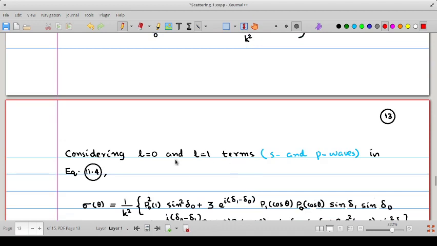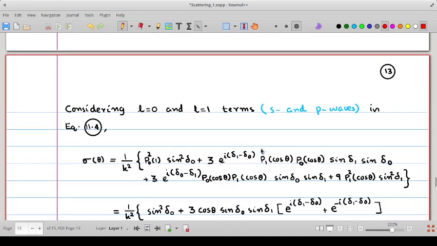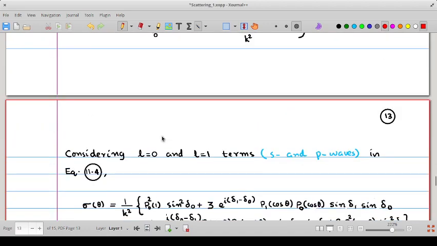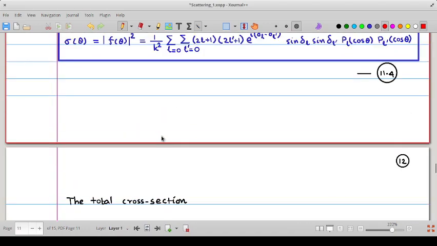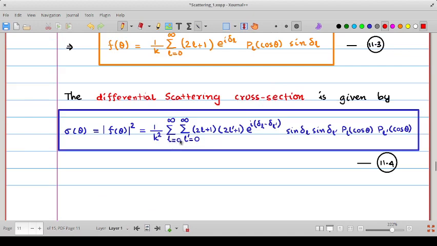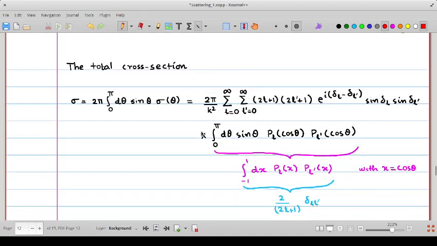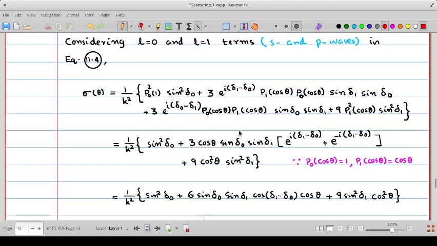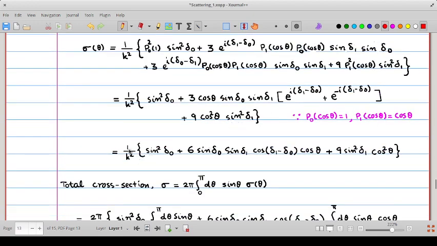Now we can consider the L equal to 0 and L equal to 1 terms, the S and P waves. Considering terms corresponding to L equal to 0 and L equal to 1, and L dash equal to 0 and L dash equal to 1, we can write down sigma theta as this long expression. And whenever we have a P0 of cos theta, we can replace it by 1. And P1 of cos theta, we can replace it by cos theta. And simplifying it, we will get this expression.